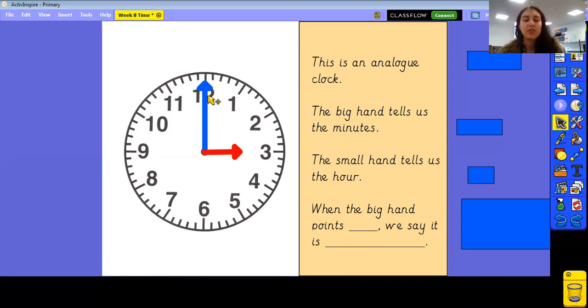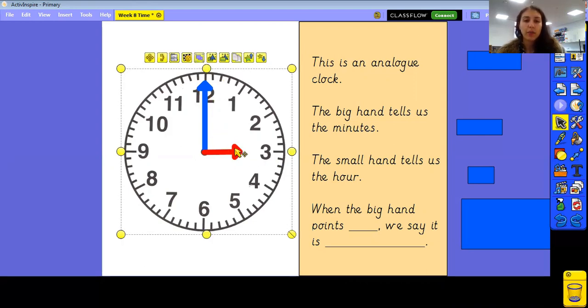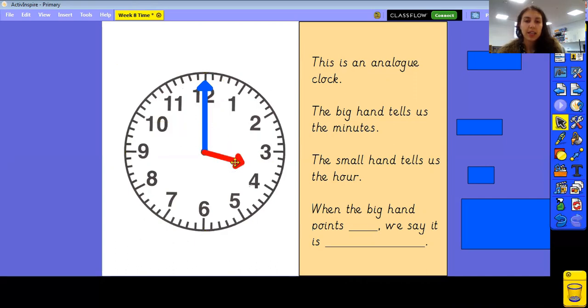So what we need to do to work out which o'clock it is, we need to look at the hour. So at the moment, the hour hand is pointing at the 3. So we say it is 3 o'clock. Well done. What time is it now? Well done if you said 7 o'clock. What time is it now? Well done if you said 11 o'clock.